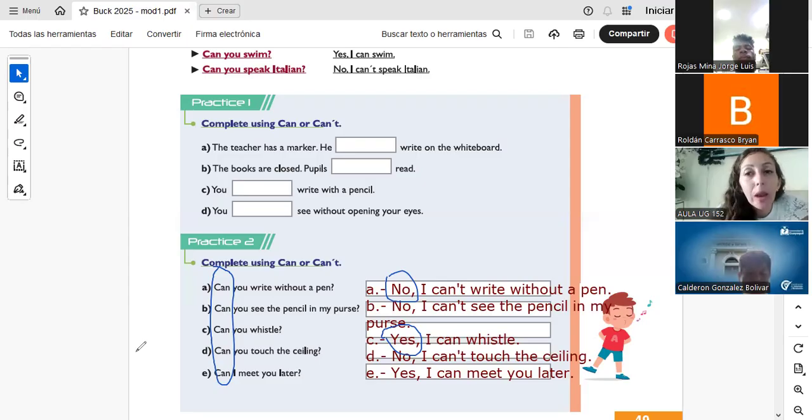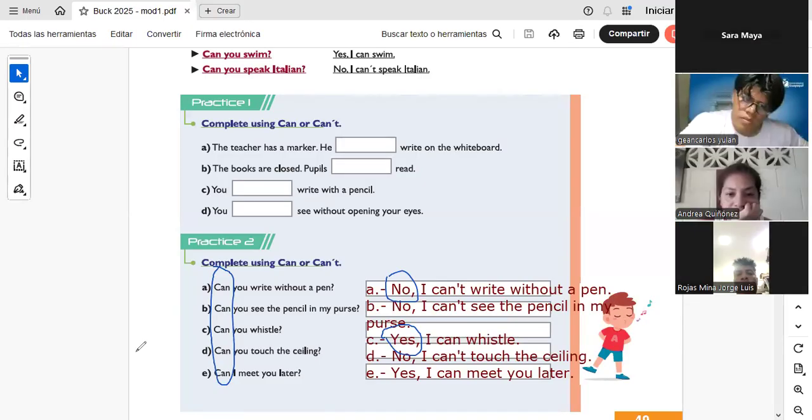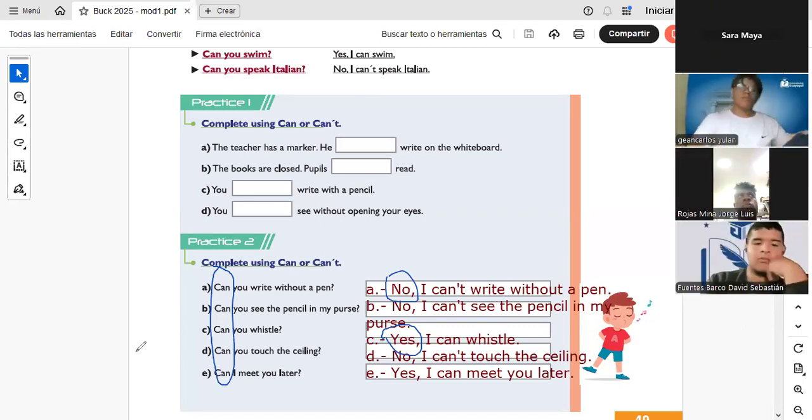Can you speak English? For another volunteer. Giancarlos, can you speak English? Say that again. Yes, I can speak English. Good. Lower your hand. Next question.